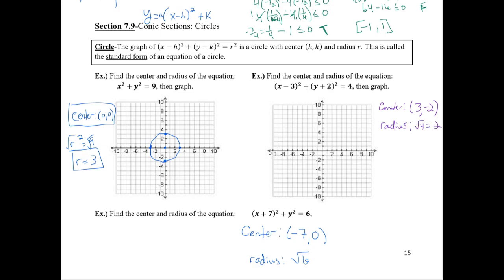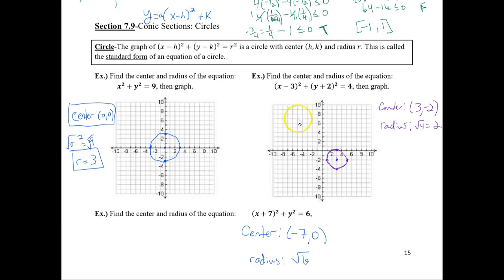So let's find our center. I'm going to go over 1, 2, 3, down 2. There's our center. And I'm going to move out 2 units in each direction to plot some points on my circle. So up 2, right 2, left 2, and down 2. And now I connect those dots to make my circle. Not my best circle, but there you go.